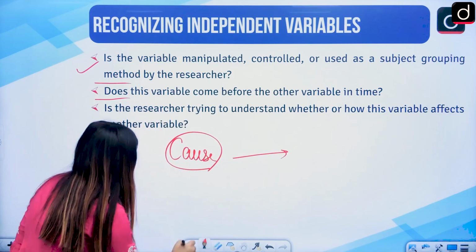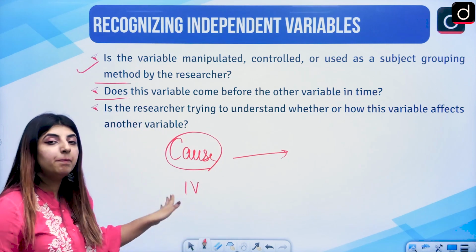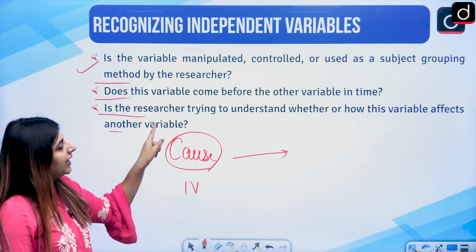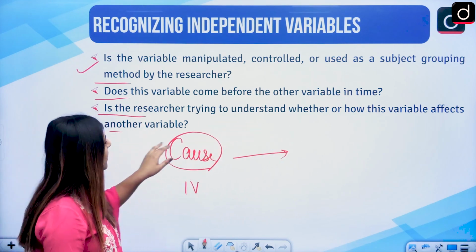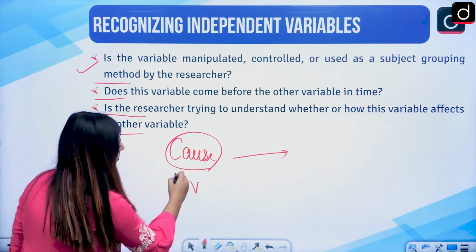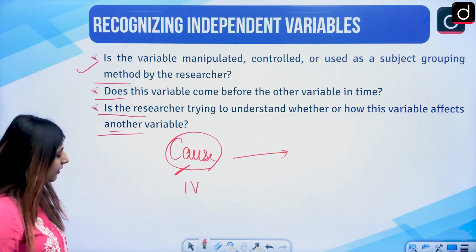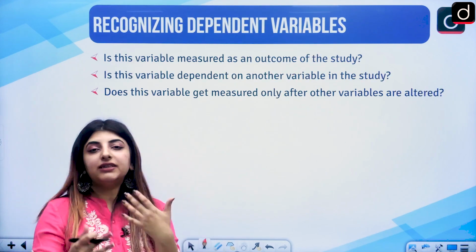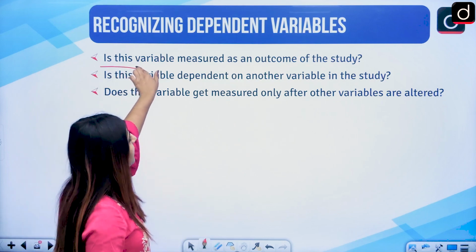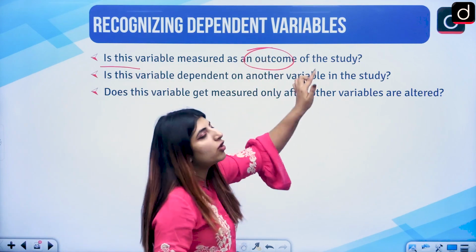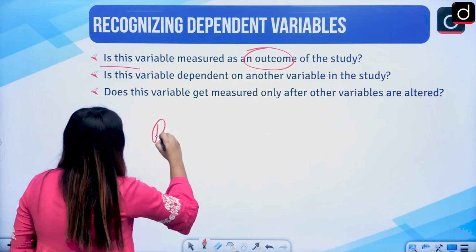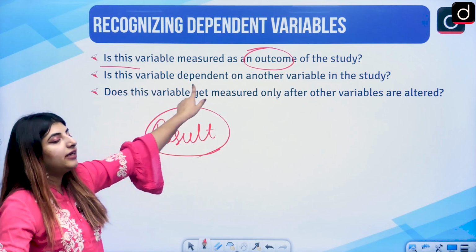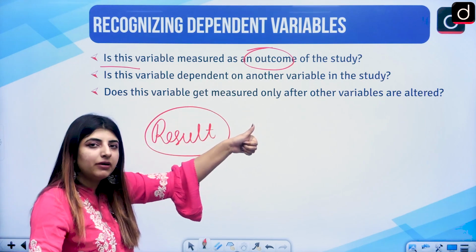So, this variable, that is the independent variable, should come before the dependent variable. Is the researcher trying to understand whether or how this variable affects another variable, because you will make changes in this one, correct? Now, how to recognize dependent variables? These questions again to ask your own selves. Is this variable measured as an outcome of the study? Is this variable the result of any kind of study, or is it dependent on another variable in the study?